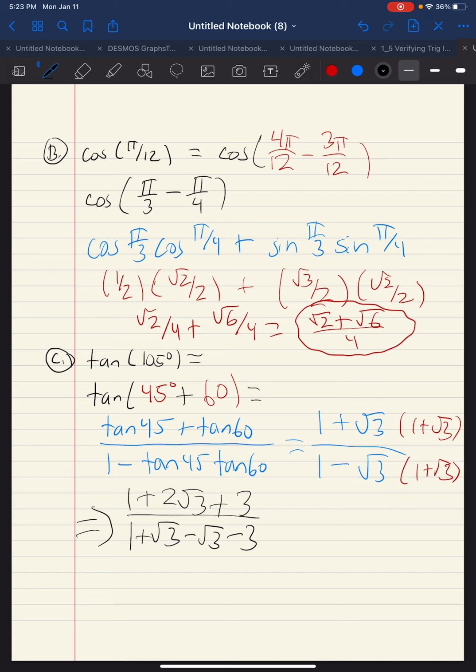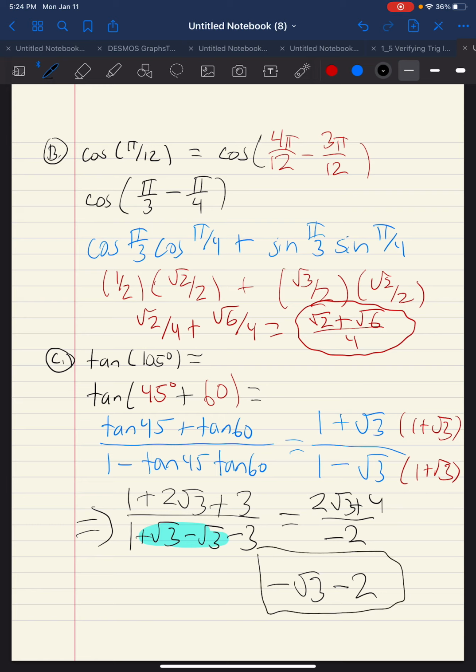You see you have like terms, so you can combine those and that will be 0. Once you do that, we get 2 radical 3 plus 4 over negative 2. And we can simplify it even further because we have a negative 2 in the bottom and we have 2 and 4. So we can divide that, and that would be negative radical 3 minus 2. If you got that, good job. If not, just ask questions for tomorrow so we can help you get to where you need to be.